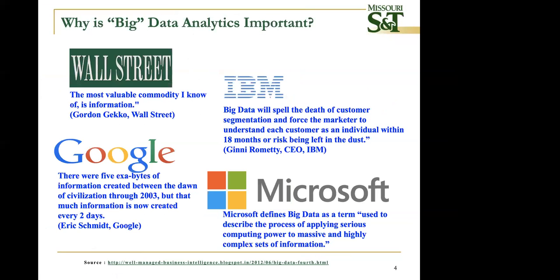Okay. So all these companies that are involved in Silicon Valley, Wall Street, they say that the most valuable commodity is information. So nobody cares about data, but they care about the information. Google says that there were 5 exabytes of information created between the dawn of civilization through 2003, but that much information is now created every 2 days. So that's an issue right now.